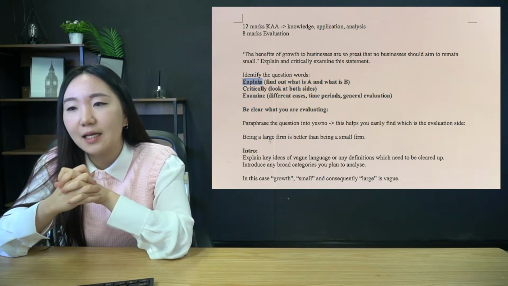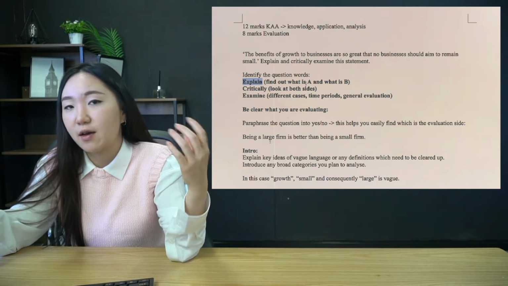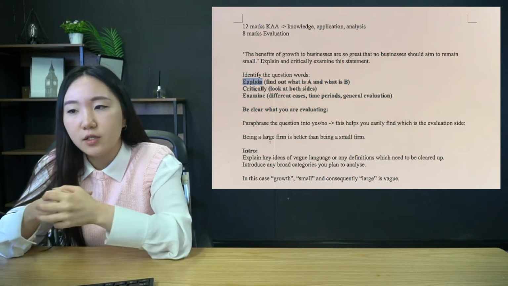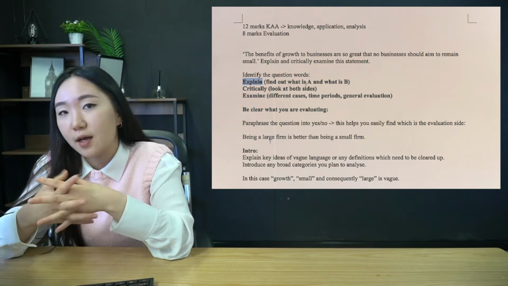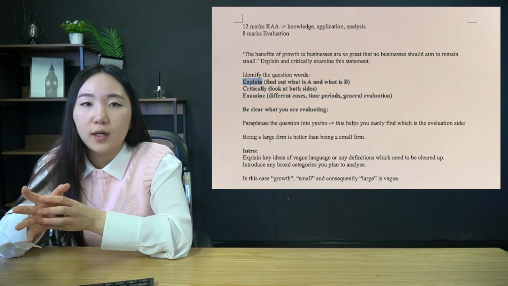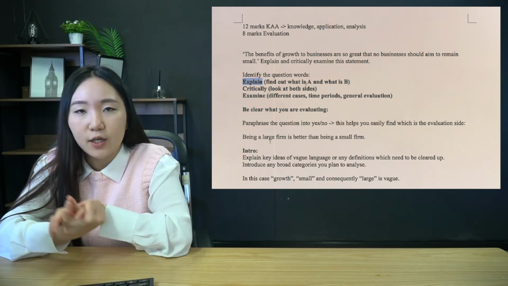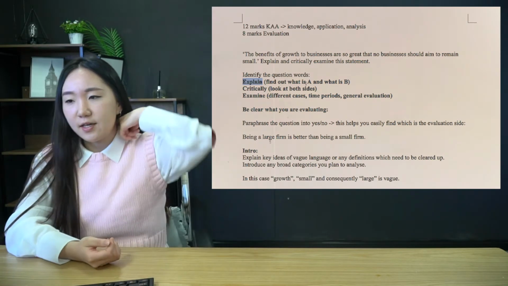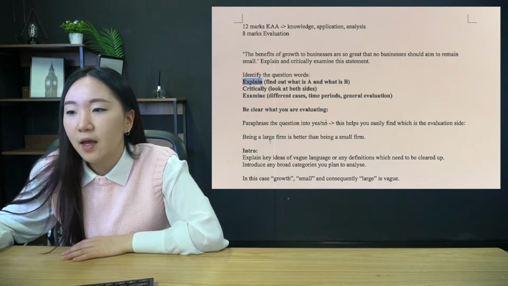As long as you can clearly identify what those 2 points are, then you sandwich it nicely together, you should get the majority of marks. Critically, that's a hint word to tell you, look at both sides. You can't just consider one side. You've got to make good arguments for both. And then examine is asking you to look at not just a simple case, but in different time periods, different market structures, and everything else we care about at a Unit 3 level.